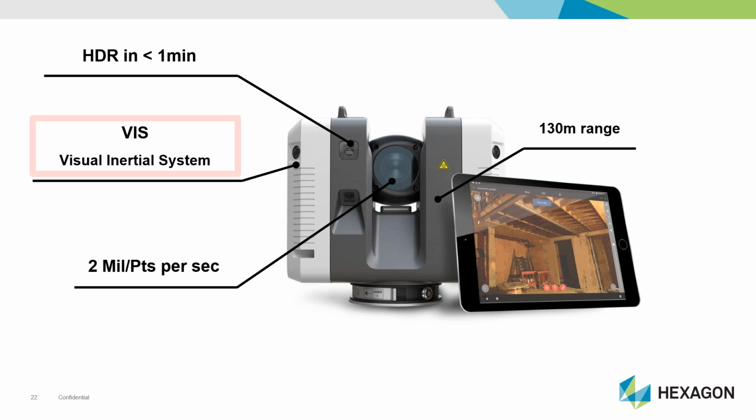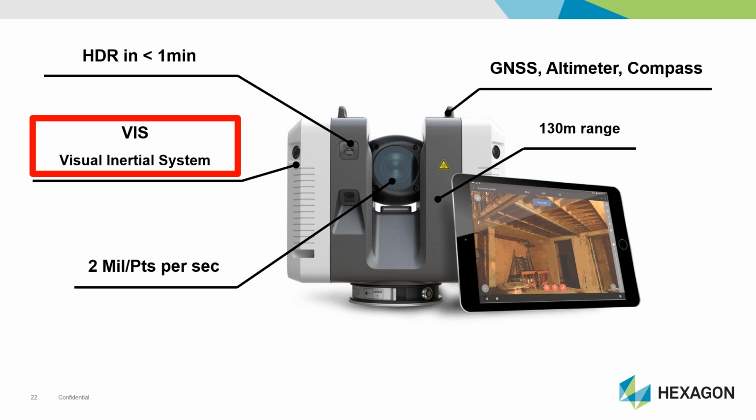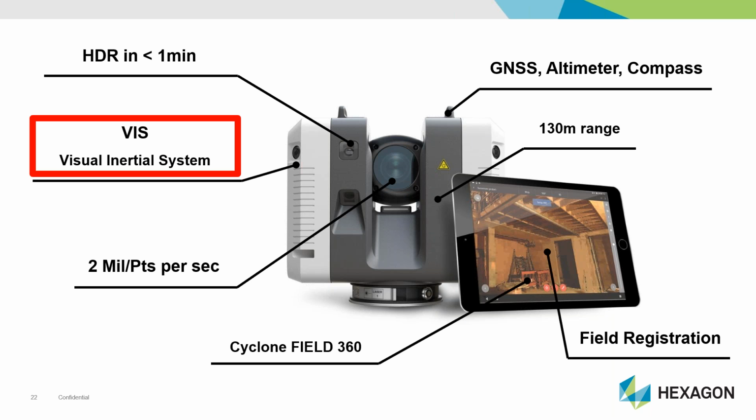Then we have Viz. So you saw this briefly in the video from the chat, the piping engineer. This is our visual inertial system. This is a series of 5 black and white, high speed, high contrast cameras which track the movement of the scanner in real time, and then used in conjunction with IMU, GNSS, altimeter and compass built into the device, track the scanner in its environment so that we can build these pre-registrations very, very quickly on the tablet or without the tablet if necessary. Then you've got Cyclone Field 360, which we've talked about, which provides field registration.